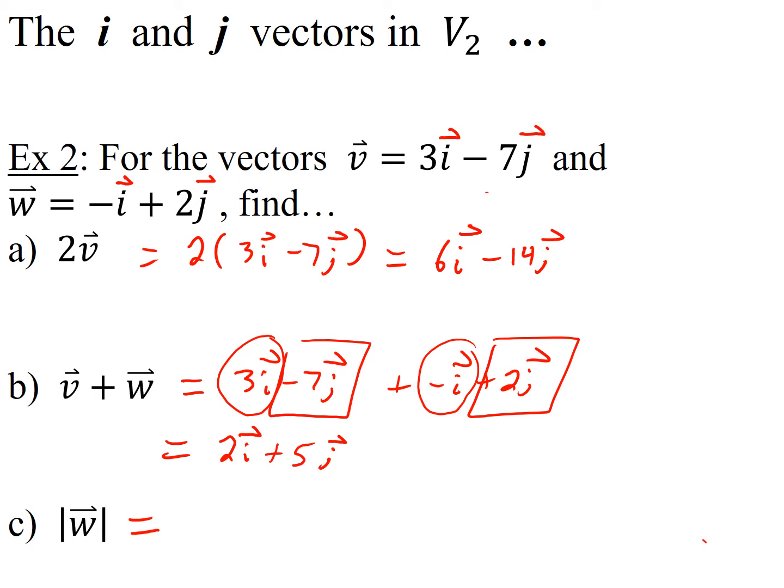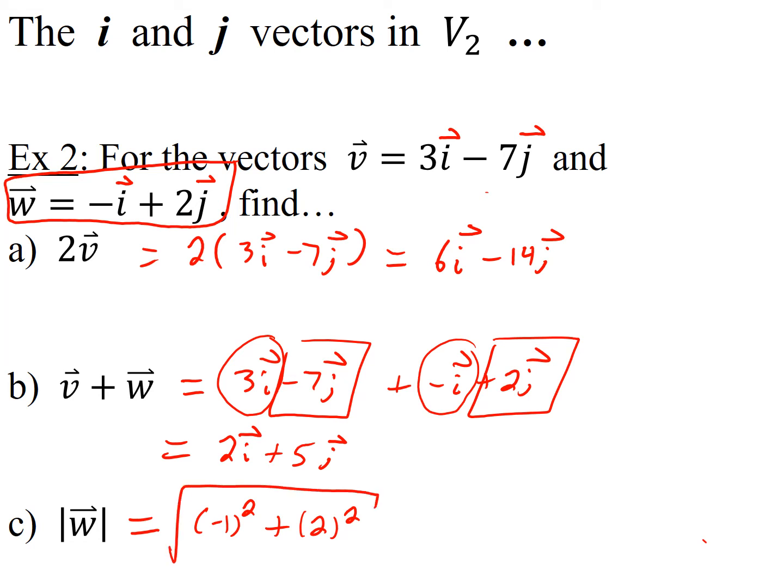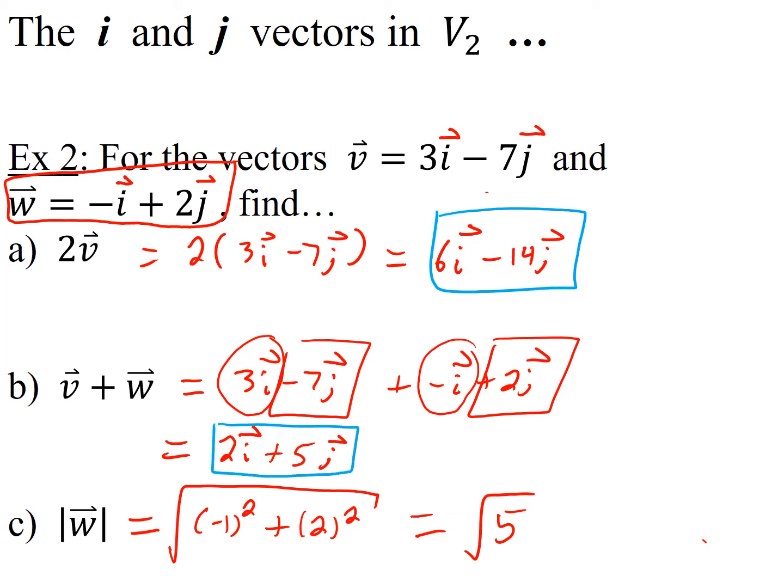But if it's written in this form, what are the components? Well, what's the x component? It's the number in front of the i, so -1. So you're going to square the x component, -1 squared, plus you're going to square the y component, 2 squared. The number in front of the j is the y component. Then you take the square root of all that. Okay, so inside the root we have 5, so the answer to that is square root of 5. Okay, so the stuff I'm boxing in blue are the answers to these 3 parts.